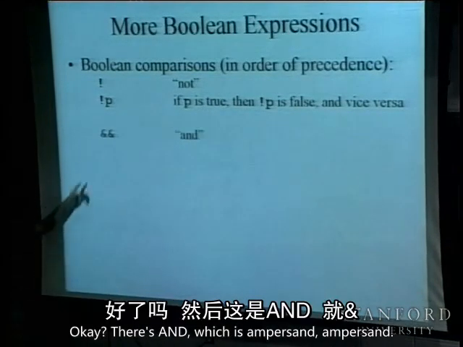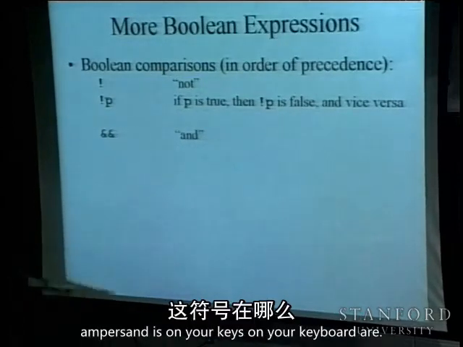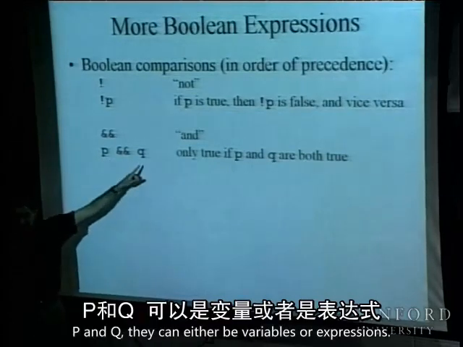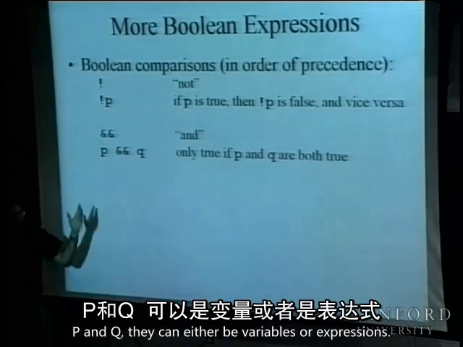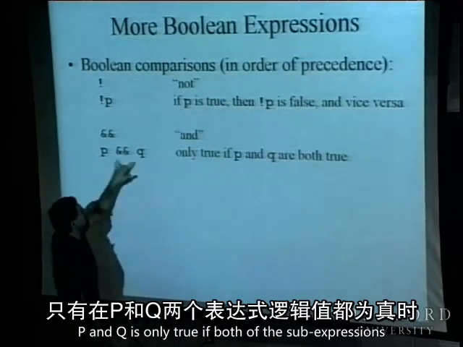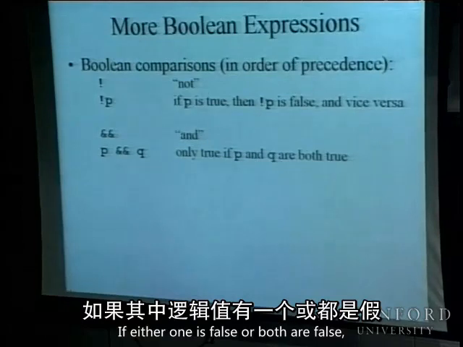It just means give me the inverse of the logical value that P has, or whatever that expression would have been. Okay? There's and, which is ampersand, ampersand. Get to know where the ampersand key is on your keyboard. This is logical and. What that means is if I have 2 Boolean expressions, P and Q, they can either be variables or expressions. P and Q is only true if both of the sub-expressions P and Q are true. If either one is false or both are false, it is false.